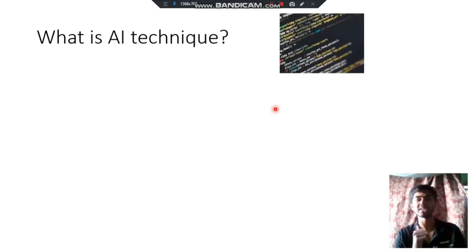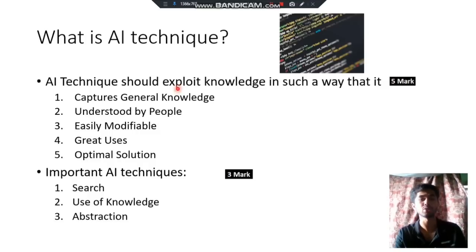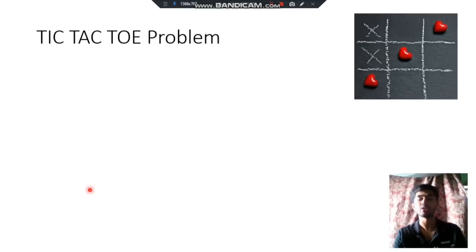Moving on, we have what is AI technique. AI technique means what technique does AI apply. AI applies a technique which is very easy to understand, and it is largely applicable, and it reduces a solution to a smaller number of pieces. After that, we will be having three important search things also. It captures general knowledge, it is easily understood by the people and modifiable, it has general uses, and it finds out the optimal solution. Then we have the three important AI techniques you have to mention: search, use of knowledge, and abstraction.